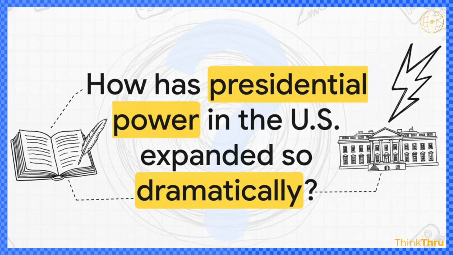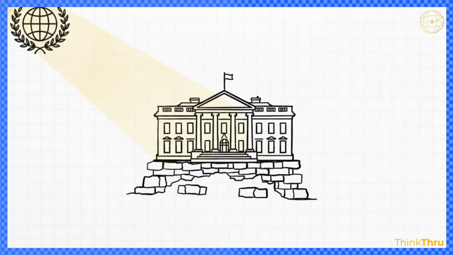This question has really puzzled scholars for a long time. If you look at the US president's power, especially in foreign policy, it has grown way beyond what the Constitution seems to grant on paper. There's a big gap between the text and the reality of how things work. So, what happened? And the answer, believe it or not, lies in the realm of international law.